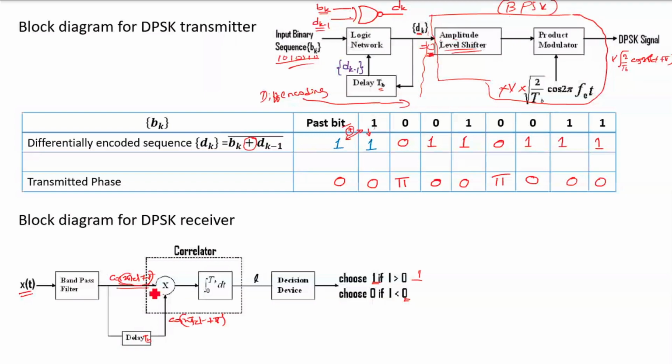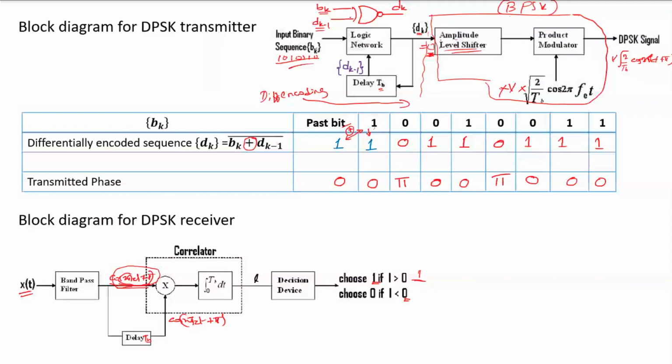Cos 2 pi fct plus pi was transmitted in the past because it was 0, right? If the next symbol is 1, cos 2 pi fct plus pi will be transmitted again, resulting in a value equal to 1. That means this received signal corresponds to symbol 1, right? Yes or no? Yes, sir. Okay. So this is about differential phase shift keying, right?